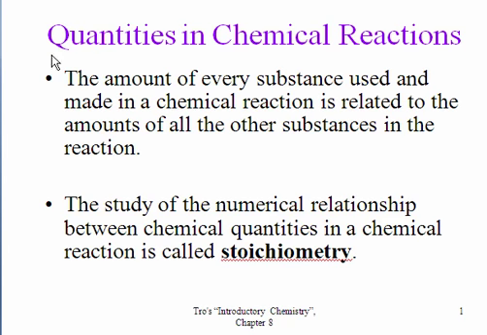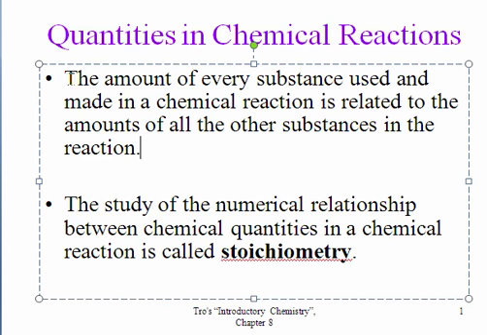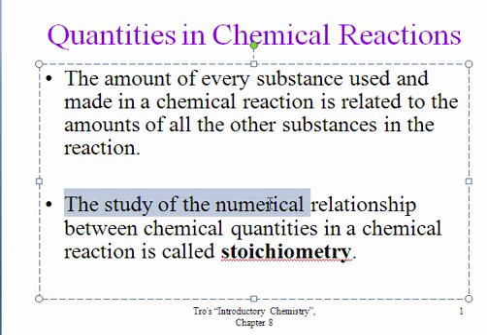In Chapter 8, we're going to be looking at quantities in chemical reactions. And by quantities, we mean amount, and the amounts that we're going to be looking at are moles and mass. In a balanced chemical equation, the amount of every substance used and made is related to the amounts of every other substance within that balanced equation. The study of the numerical relationship between chemical quantities in a chemical reaction is called stoichiometry. So Chapter 8 is all about stoichiometry.